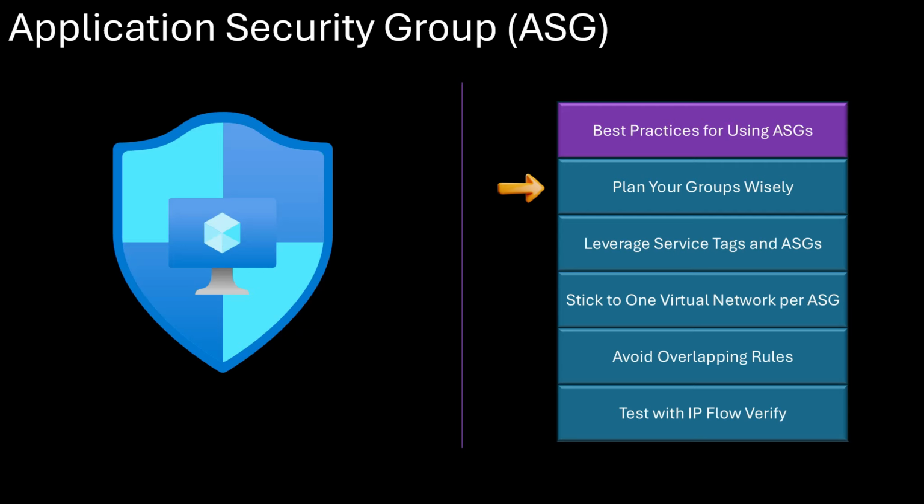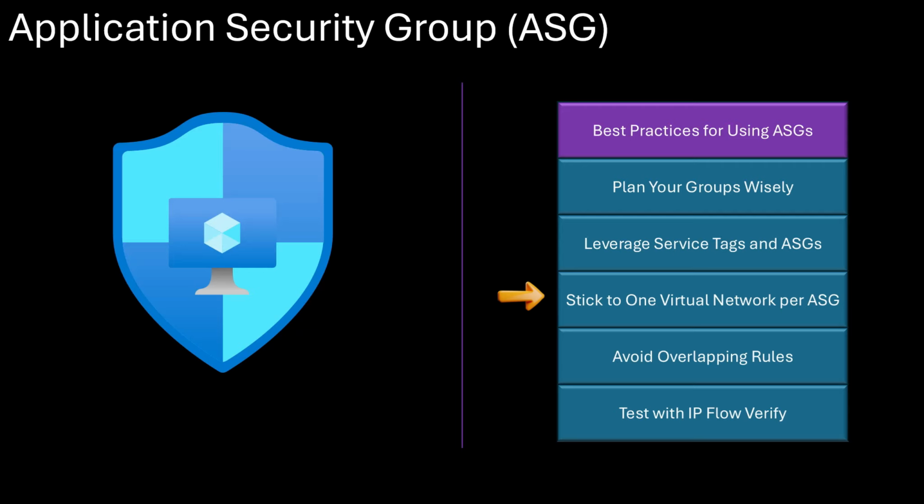From a security engineer perspective, let's discuss how you can make ASGs work smarter. You should plan your application security groups wisely. Before creating ASGs, map out your application architecture. Identify which roles, such as web, business logic, or database, need isolation and define ASGs accordingly. You should leverage service tags and ASGs. You should combine ASGs with Azure service tags to reduce the number of security rules. For example, use a service tag like Internet for all internet-based traffic instead of defining specific IP ranges.